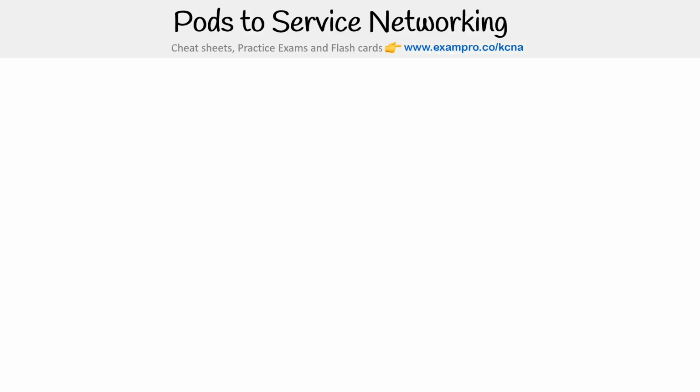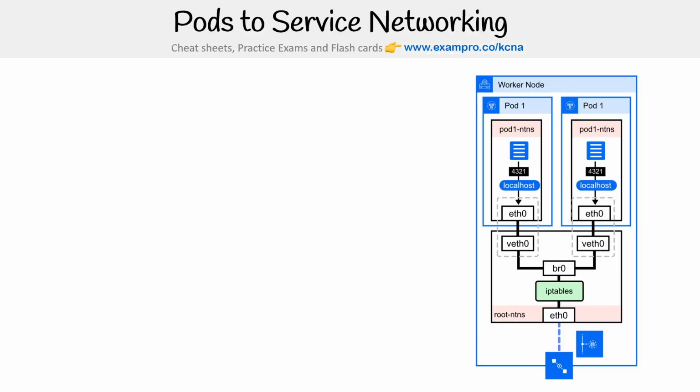All right, let's now take a look at pod to service networking. So here's our diagram. It looks very similar, but the key difference here is we have this element called IP tables, and this is being linked via a service.